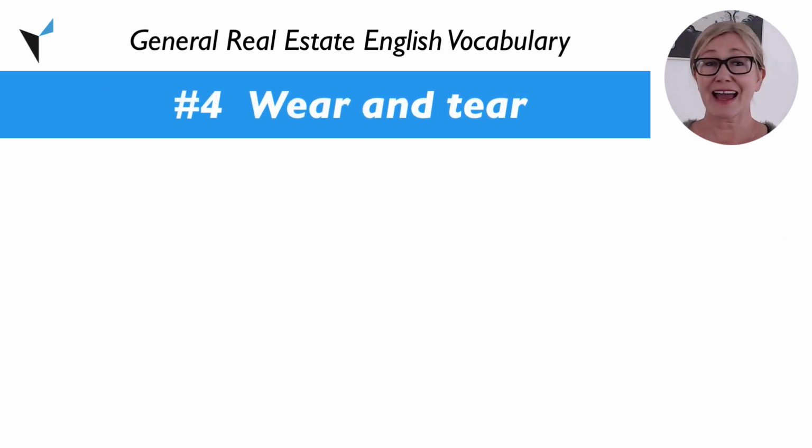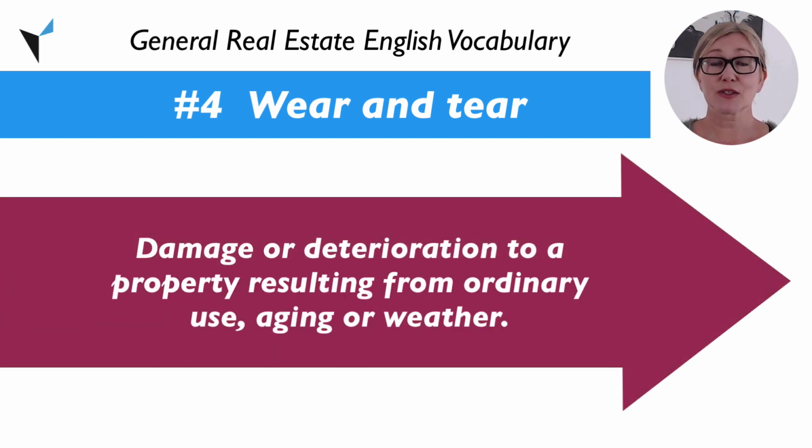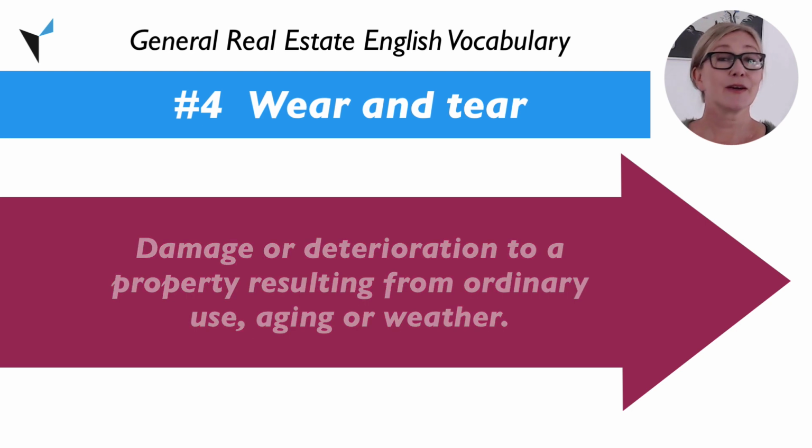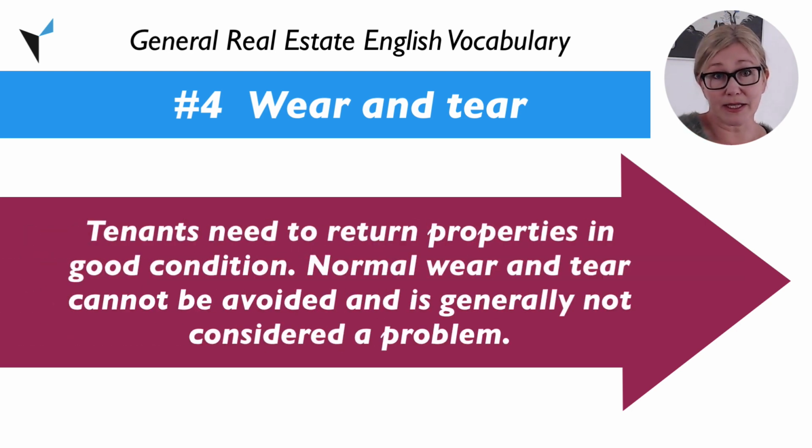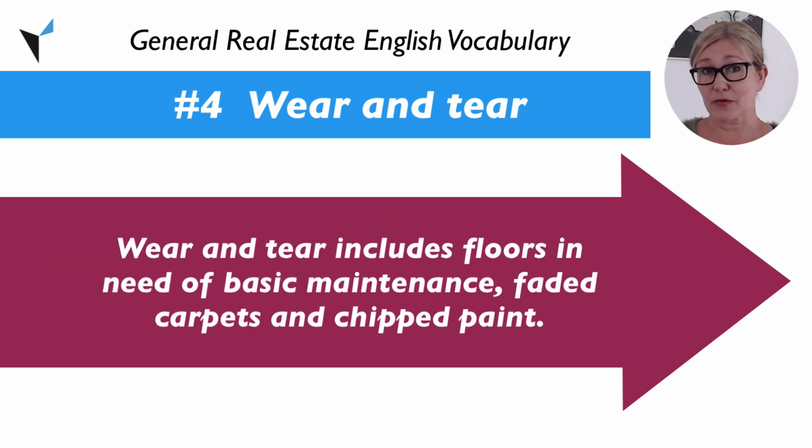Wear and tear. The term wear and tear refers to damage or deterioration to a property resulting from ordinary use, aging, or weather. When a tenant moves out of a property, they need to return it in good condition. Normal wear and tear cannot be avoided and is generally not considered a problem. Wear and tear includes floors in need of basic maintenance, faded carpets, and chipped paint.